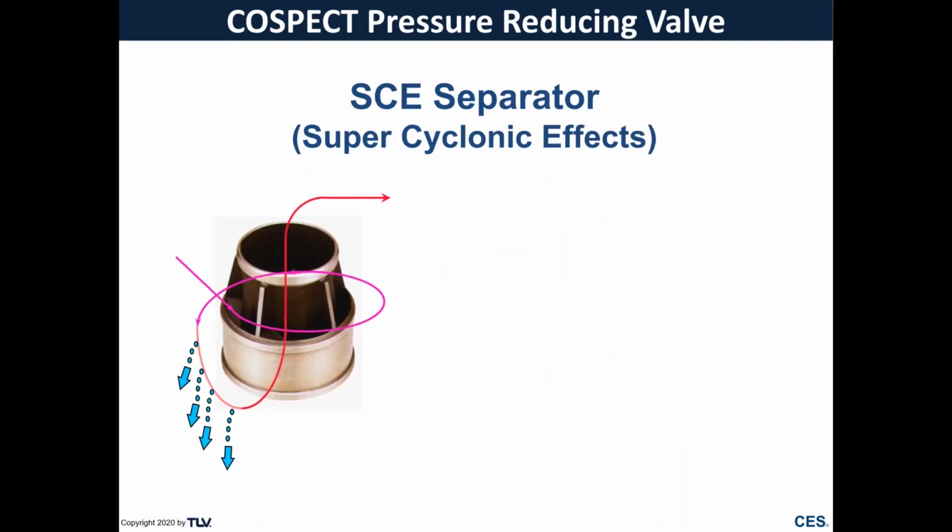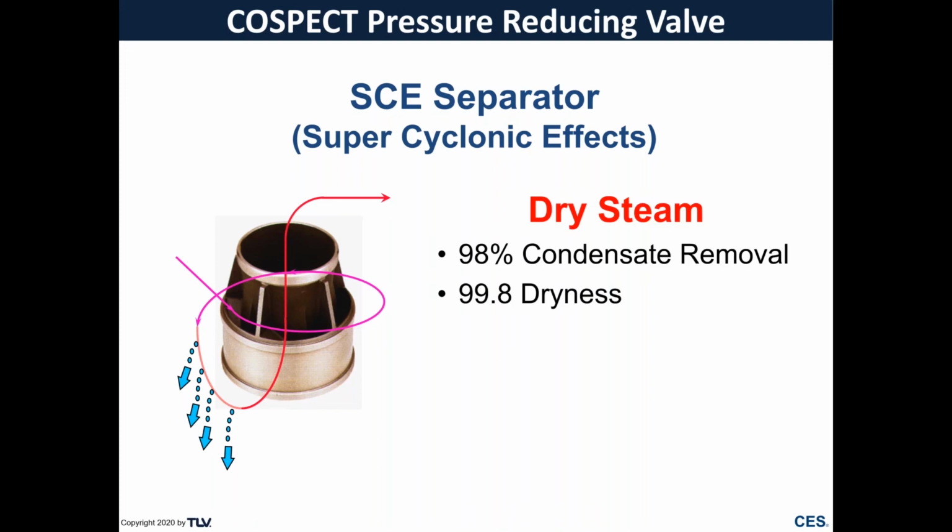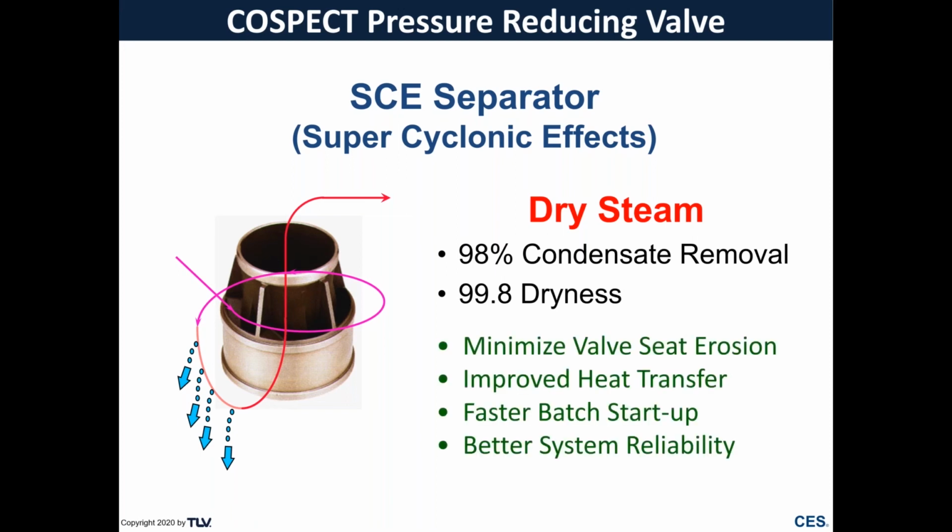Steam that enters the COSPECT valve first passes through the strainer screen and then through the supercyclonic effect separator, which provides dry steam through removal of 98% of entrained condensate in the steam flow, leading to 99.8% steam dryness as it flows upward to the reducing valve section. The improved dryness helps minimize erosion, improves heat transfer efficiency and rate, and leads to increased system reliability.